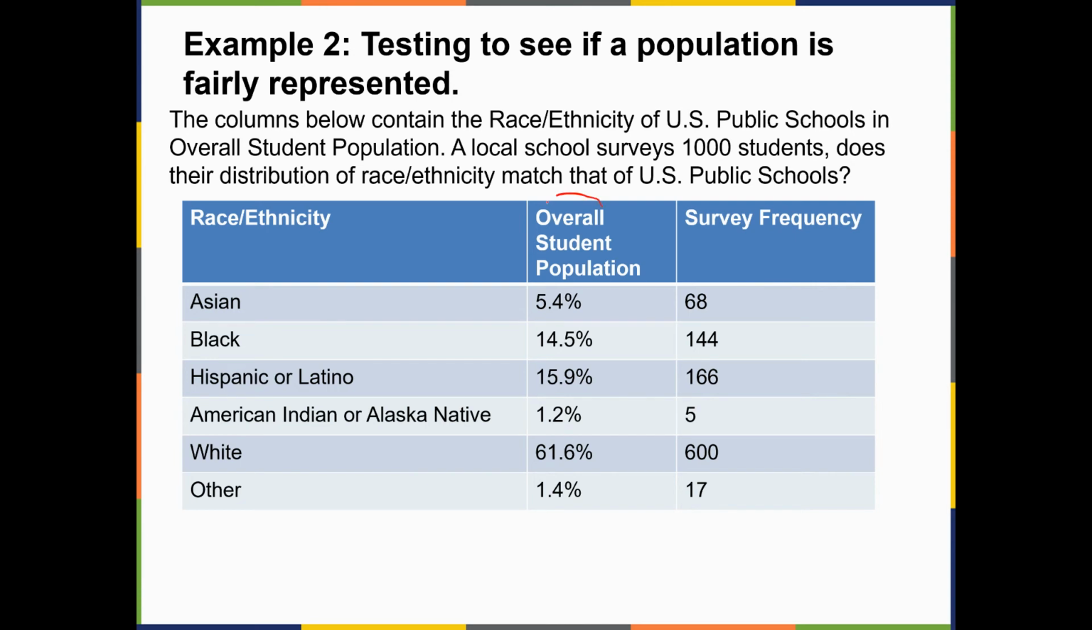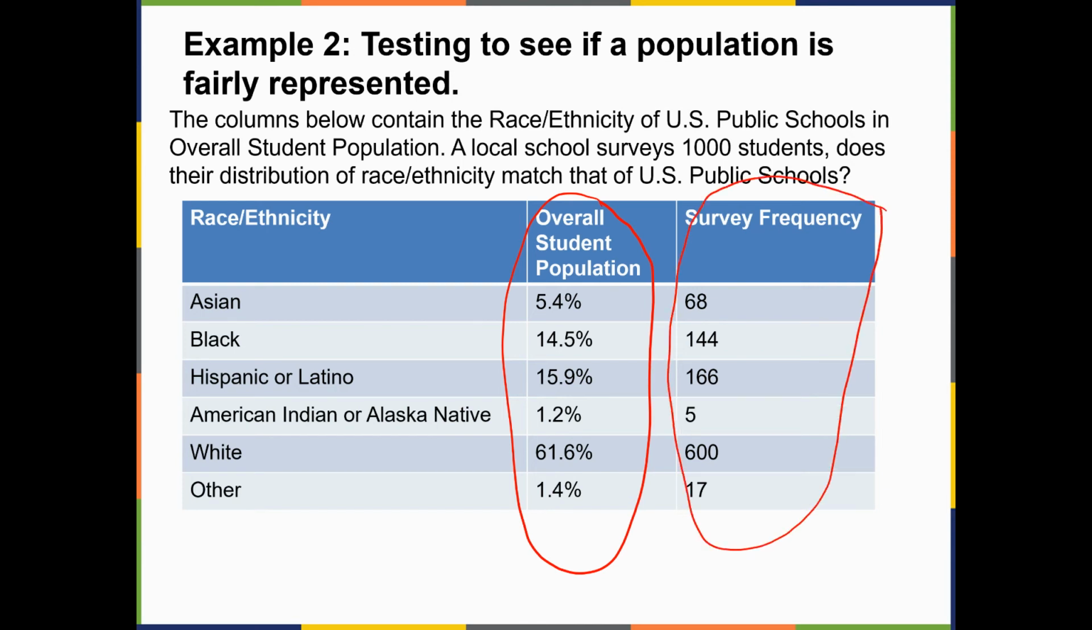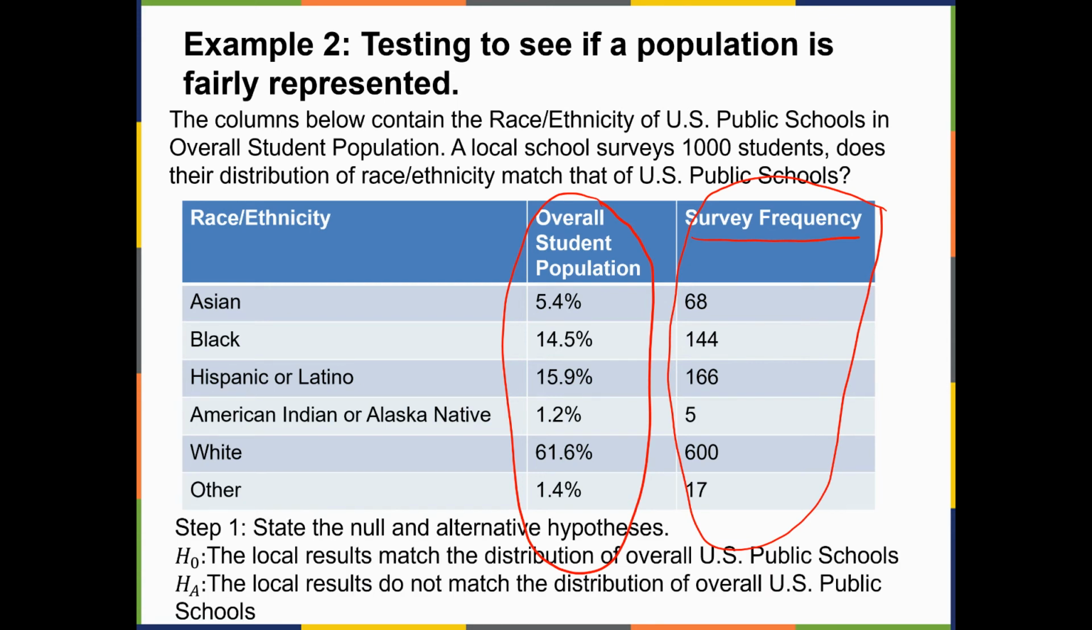So in this column, this is the data that we got from U.S. public schools. They say that in all the U.S. public schools, 5.4% of the student population is Asian. This column is from the survey of 1,000 students at a local school. This is the survey frequency, and these are the results from the survey. We're going to see if these results match up with our overall student population.